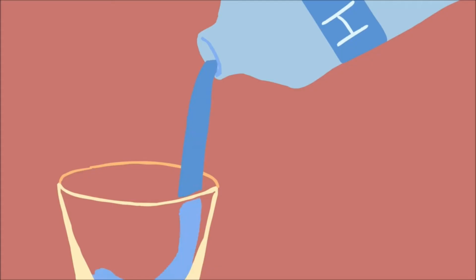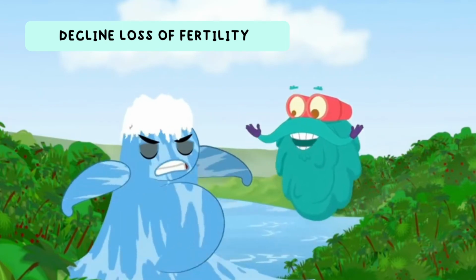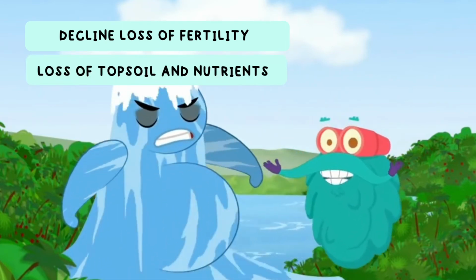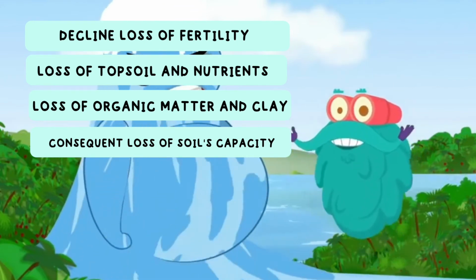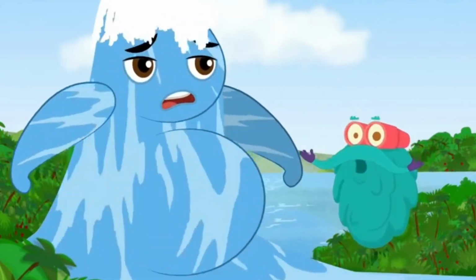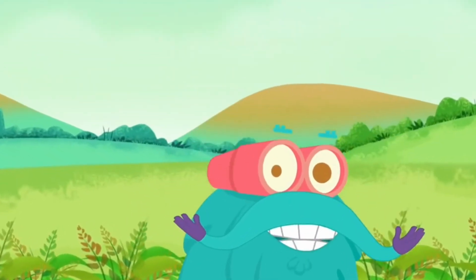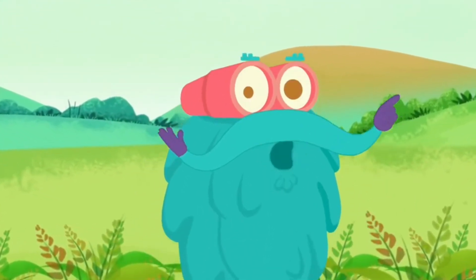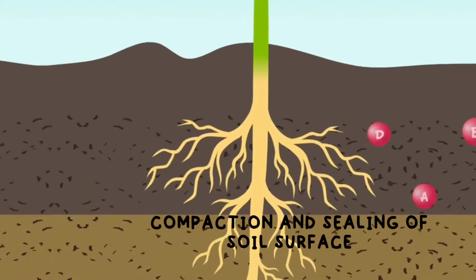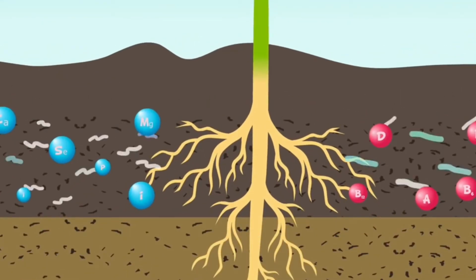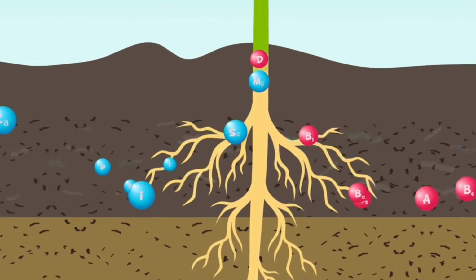Erosion results in the decline of soil fertility as a result of loss of topsoil and nutrients, loss of organic matter and clay, and the consequent loss of the soil's capacity to retain nutrients and water. It carries small and heavy debris, which at most causes landslides. It can also result in the compaction and sealing of soil surface, giving lower infiltration rates and increased runoff.